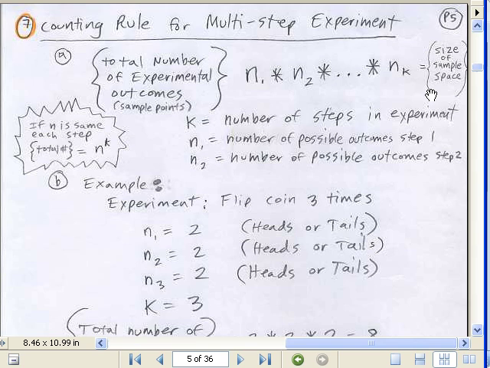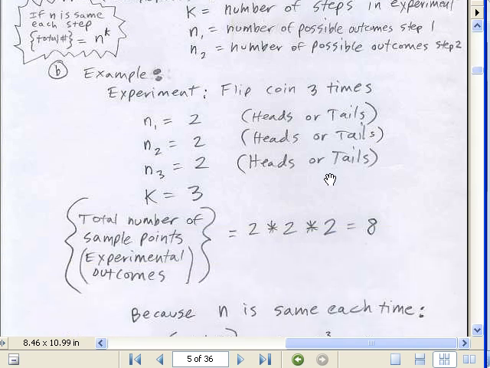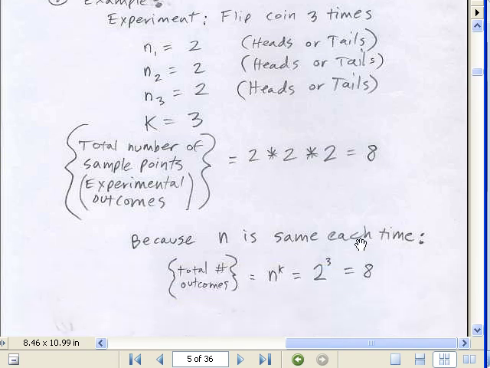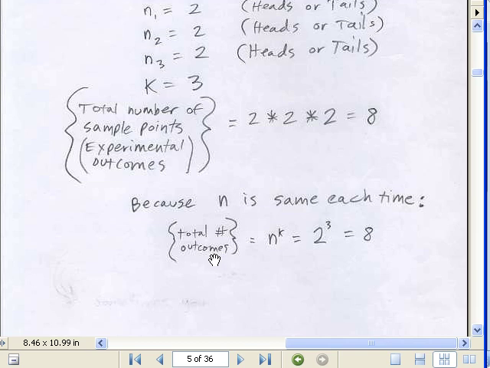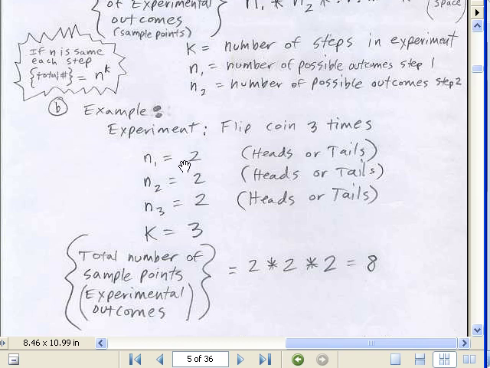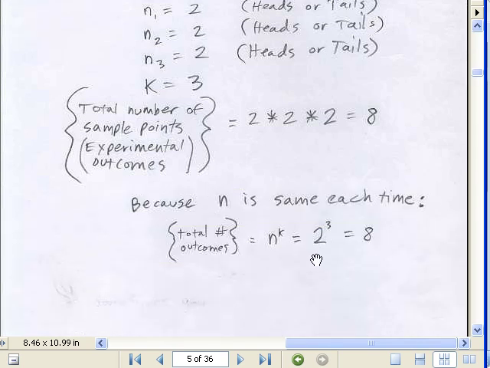Now, we saw an example where they were all the same. Sometimes they're not all the same. In our example, we had 2 times 2 times 2 equals 8. If they are all the same, then you can simply use this: the total number of outcomes, right? So if N1, N2, N3, all the way to the last N, each one of them has the same number of outcomes, then you can, of course, logically use that formula. 2 raised to the 3rd is 8.